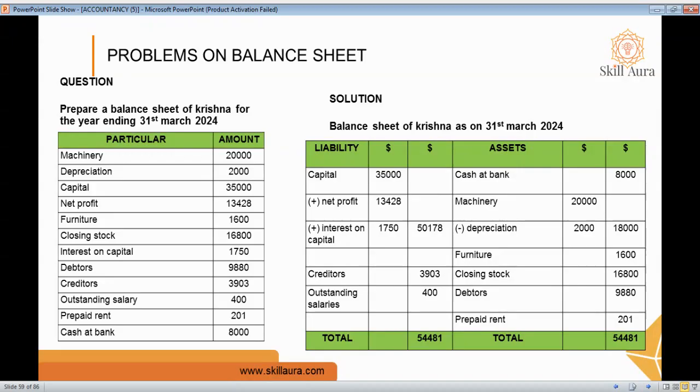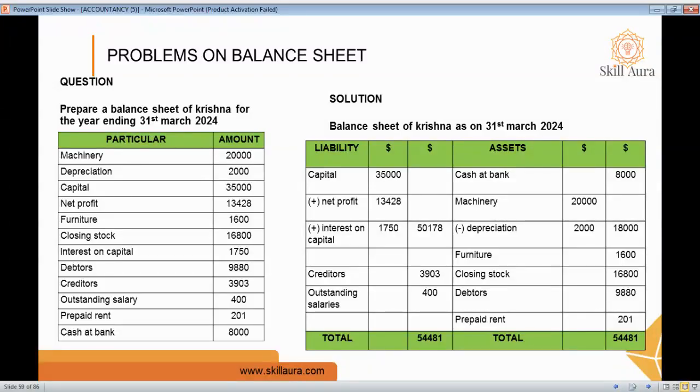When it comes to the capital, it's a net profit, so you'll add it. Interest on capital is also related to the capital, so we'll add all three together and give a total amount of 50,178. So you'll add all this.